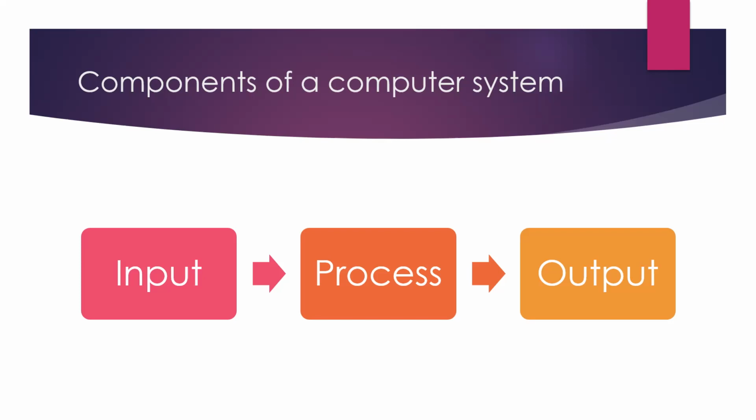Then what are the outputs, Dulina? Card. Yes, you are getting back the card. Bhagya? Money. Yes, you are getting money. What else, Dulina? One more. A receipt. Yes, you are getting a receipt, isn't it? So you see that these are the outputs.